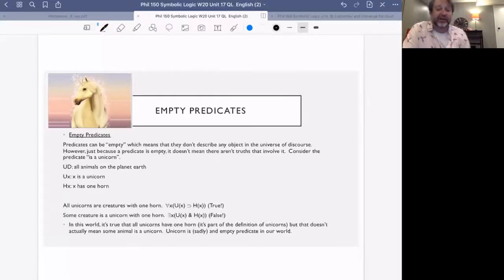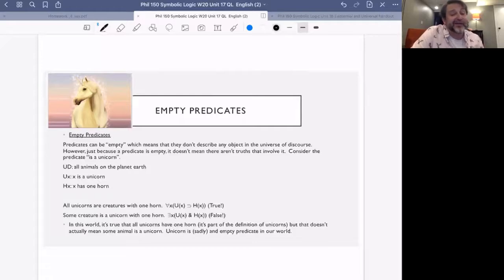Now, just because a predicate is empty, it doesn't mean that there aren't truths that involve it. So consider the predicate is a unicorn. And now suppose our domain of discourse is all animals on the planet Earth. And we have these two predicates, Ux, which means x is a unicorn, and Hx, which means x has one horn. Well then, the following sentence is actually true on the planet Earth. It is true that all unicorns are creatures with one horn. That's built into the definition of what it is to be a unicorn. Anyone who knows the definition of unicorn knows that that's true.